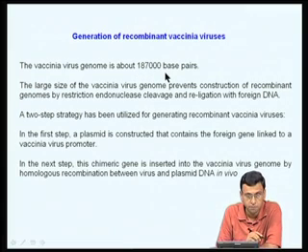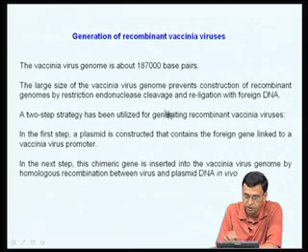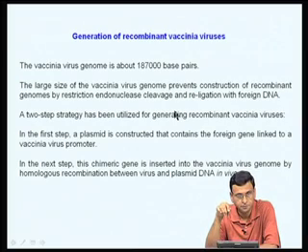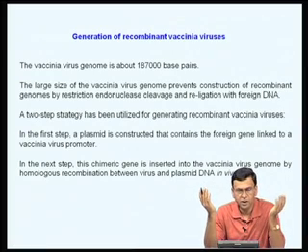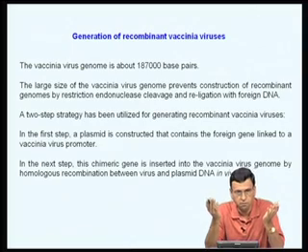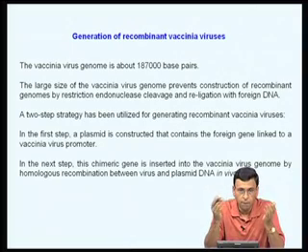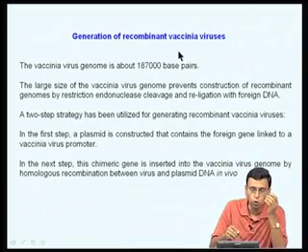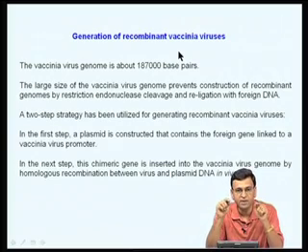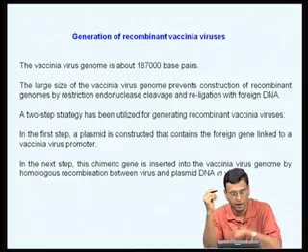187,000 base pairs. The large size of the Vaccinia virus genome prevents the construction of recombinant genomes by restriction nuclease cleavage and religation of the viral DNA. Since retroviral genomes are very small, but the Vaccinia virus genome is too huge, you cannot simply take this DNA, cut some region of the viral genome and put your gene of interest. You need to have a different mechanism.